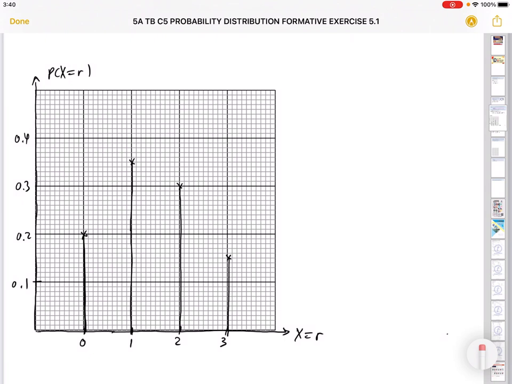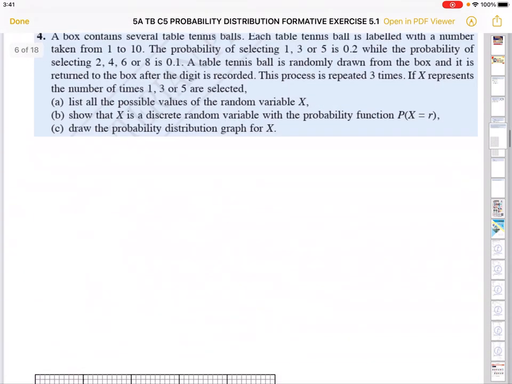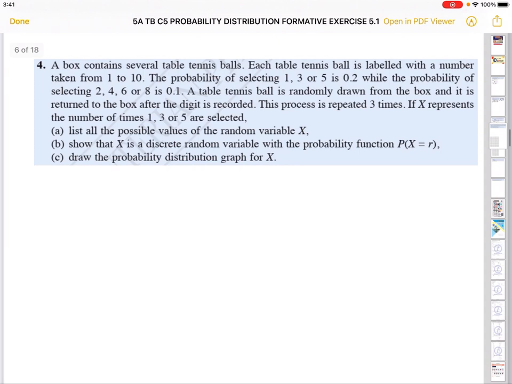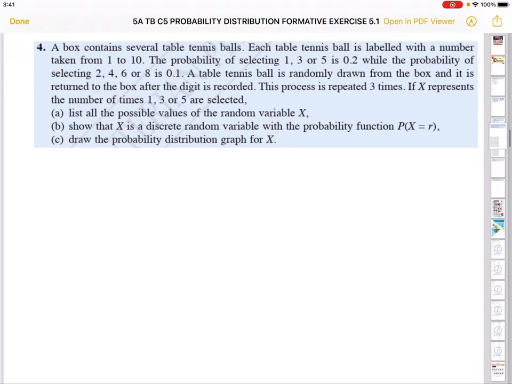Okay, so that is question number 3. Let's look at question number 4. Here we have a box that contains several table tennis balls. Each ball is labeled with a number from 1 to 10. The probability of selecting 1, 3, 5 is 0.2. The probability of selecting 2, 4, 6 and 8 is 0.1. A ball is drawn randomly, returned to the box after the digit is recorded, and this is repeated 3 times. So we need to list out the possible values, and later show that it's a discrete random variable.